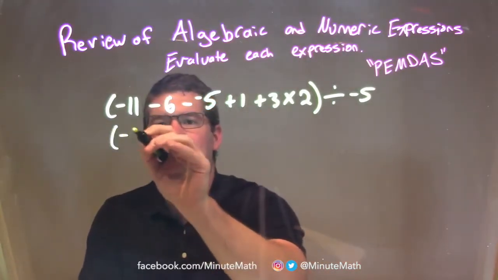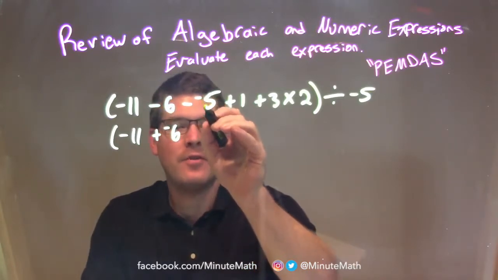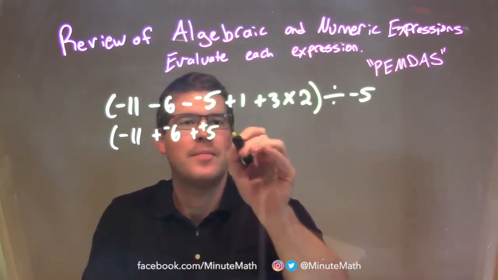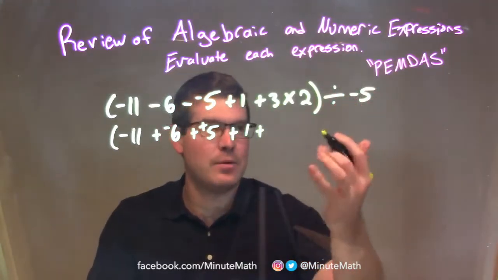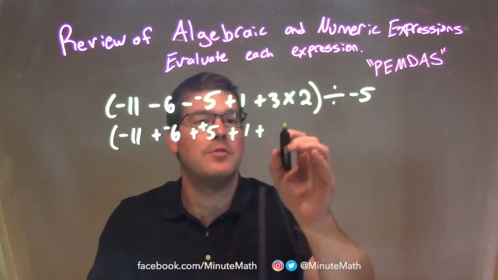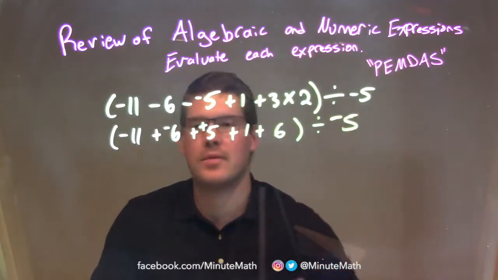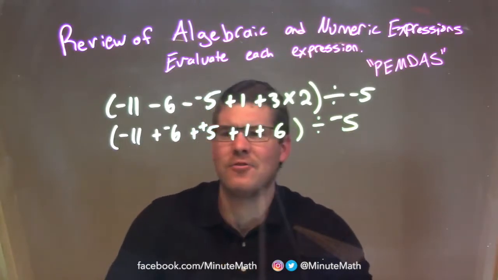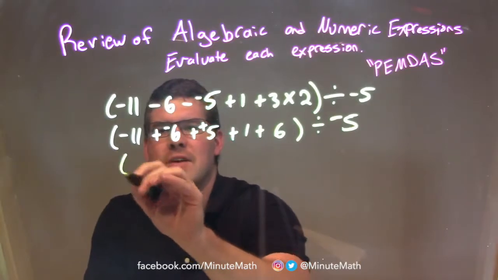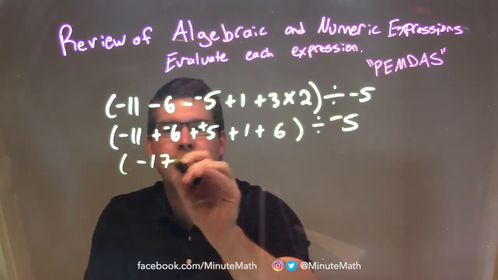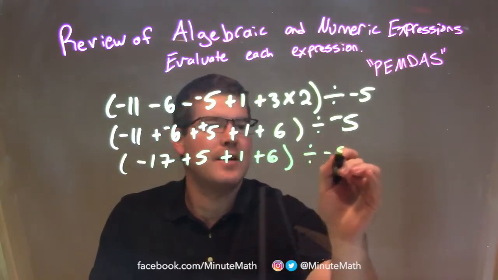So I have a negative 11 plus a negative 6, and then subtracting a negative 5 is thinking as adding a positive 5, plus 1, plus, now we have multiplication, 3 times 2, so I have to deal with that first. Actually, to do that operation, 3 times 2 is a 6. Then we have divided by negative 5. Okay? So let's kind of deal with everything that's on the inside. It's all addition now. So negative 11 plus a negative 6 is a negative 17, plus 5, plus 1, plus 6, divided by negative 5.